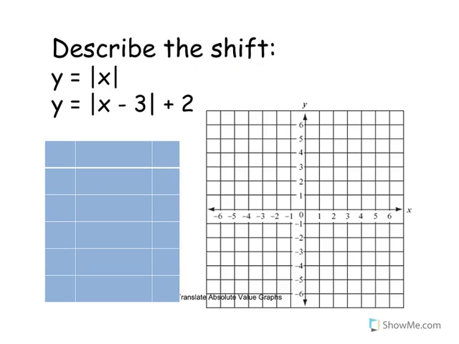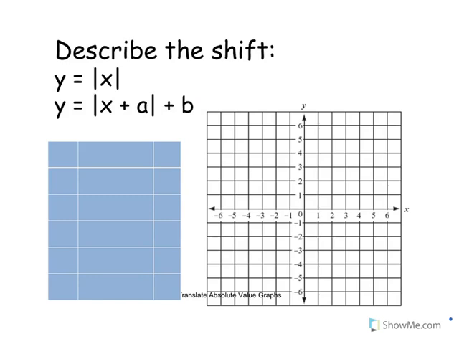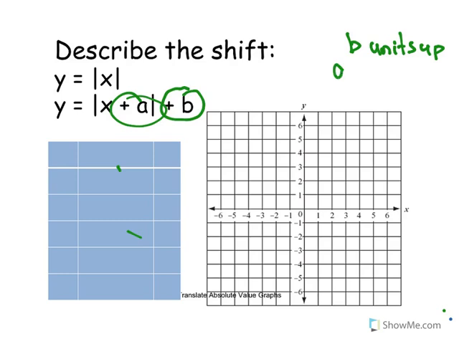All right, now we've got 2 shifts. So I'm going to do the easy one first. So the +2 outside means it's going to go 2 units up. The -3 inside means we're going to go 3 to the right. And then we have the double shift with the variables. Again, panic sets in, then we realize, wait, this is really not any different than the last one. If I've got a +b outside, that means it's going to be b units up. And if I've got a +a inside, it means I'm going to go a units to the left since it's positive.